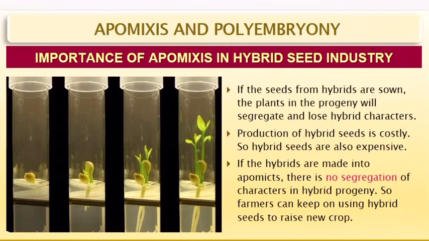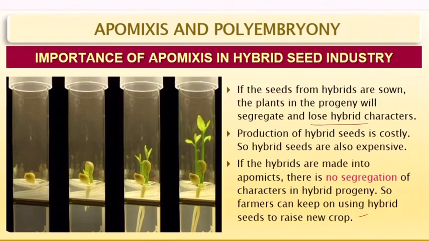Then the importance of apomixis. If the seeds from hybrids are sown, the plants in the progeny will segregate and lose the hybrid character. This is the significance. Production of hybrid seeds is costly, so hybrid seeds are also expensive. If the hybrids are made into apomicts, there is no segregation of characters in the hybrid progeny. So farmers can keep on using hybrid seeds to raise a new crop. This is the importance of apomictic seeds.